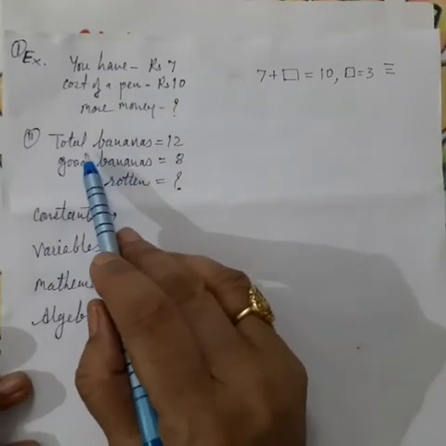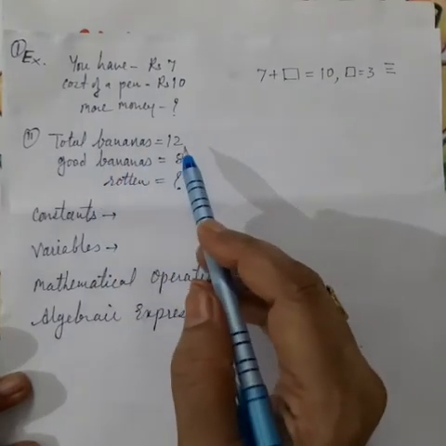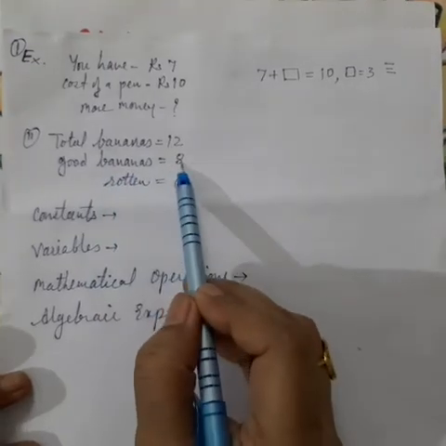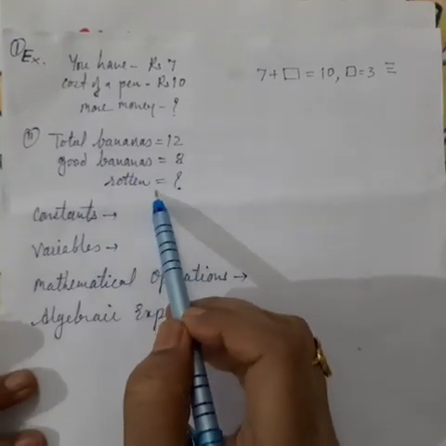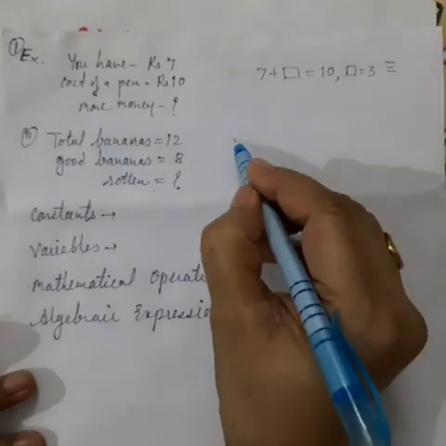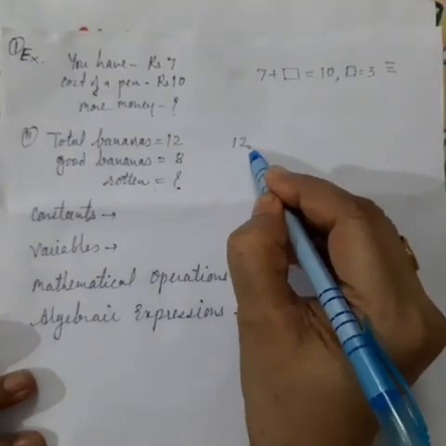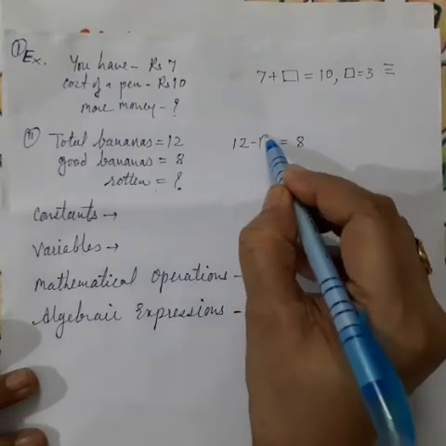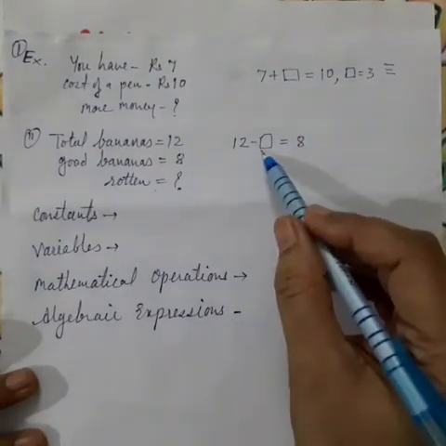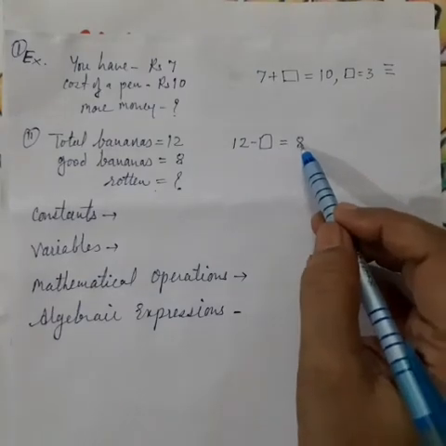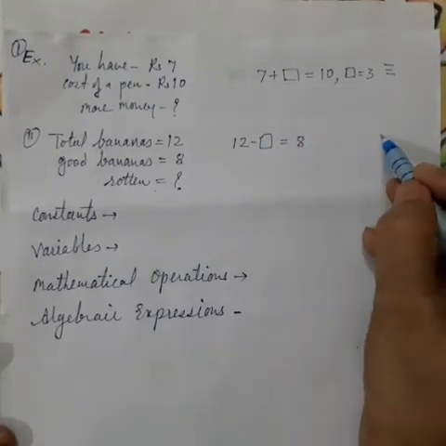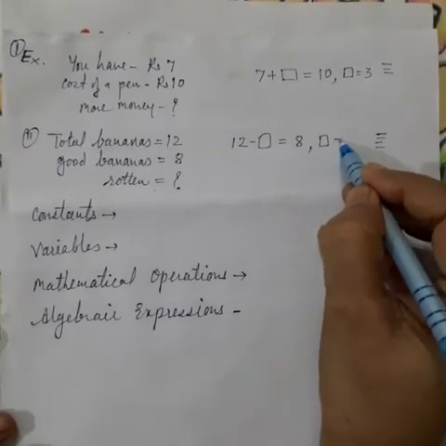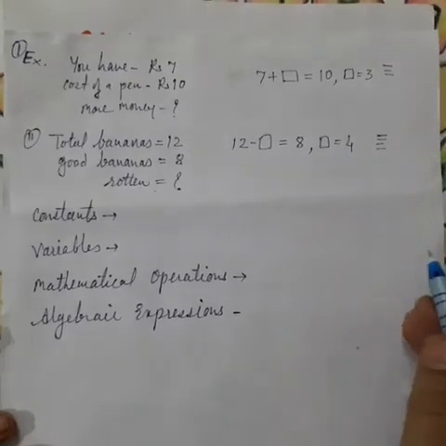Let us take another example. Total bananas are 12 and out of 12 bananas there are only 8 good bananas. So how many bananas are rotten? How to find this? We have to make this 8 into 12. So 8, 9, 10, 11, 12. Here the value of this box we will get is 4.